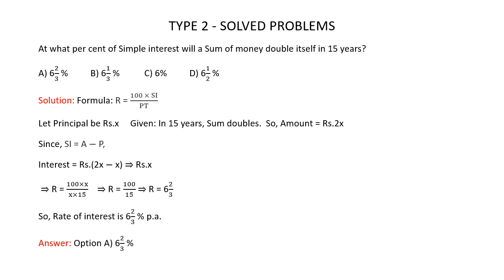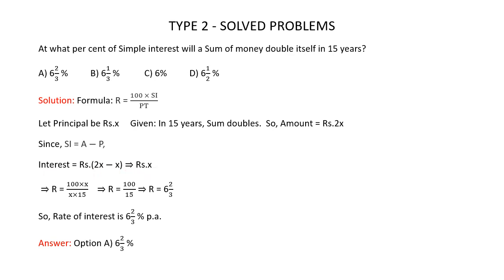Now it's given that the sum of money doubles itself in 15 years. Here we do not know what is the sum of money, that is, we do not know what is the principal. So let's assume that the principal is rupees X. Now it's given that in 15 years, the principal doubles itself. So now the amount becomes rupees 2X. Now, if principal is rupees X, then the simple interest has to be rupees X. Only then the amount can be rupees 2X. So, simple interest is also rupees X.